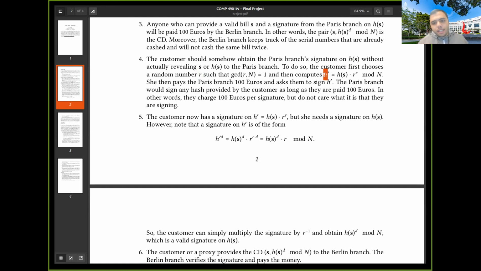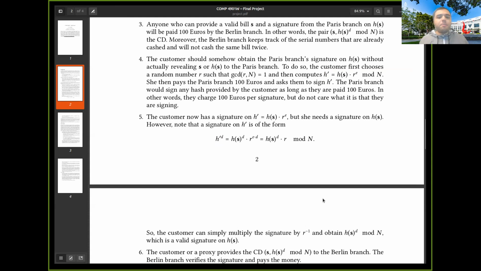So a bank who sees H prime cannot know H because they don't know this random number R. This random number R is something that only the customer knows. But at the same time, as long as the bank signs this blinded hash H prime, the customer can get that signature and just divide it by R because the customer knows R, and they will get a signature on the original hash that they wanted.